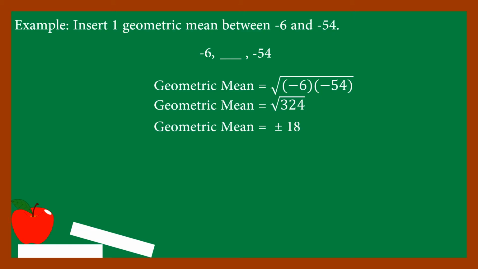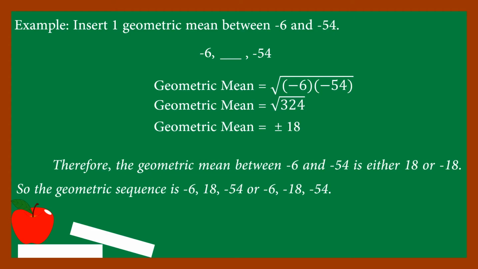So again, this method 1, we only use when just one geometric mean is missing. Therefore, the geometric mean of this particular given between negative 6 and negative 54 is either 18 or negative 18. So, our geometric sequence is negative 6, 18, negative 54. Or it can also be negative 6, negative 18, negative 54.